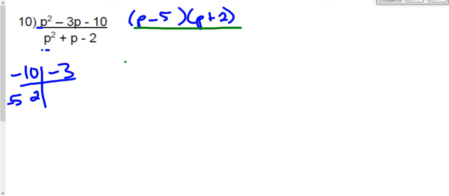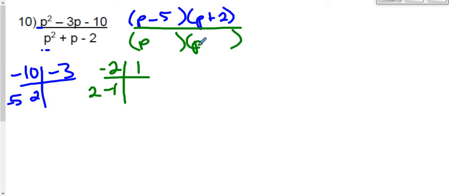For the denominator, I'll find two things that multiply to the negative 2 at the end and add to the positive 1 in the middle. That's 1p. Now the factors of 2 are 2 and 1, and if I want them to add to a positive 1, the 2 has to be positive and the 1 has to be negative. So we'll put our p's in the denominator, and we'll put in the positive 2 and negative 1.